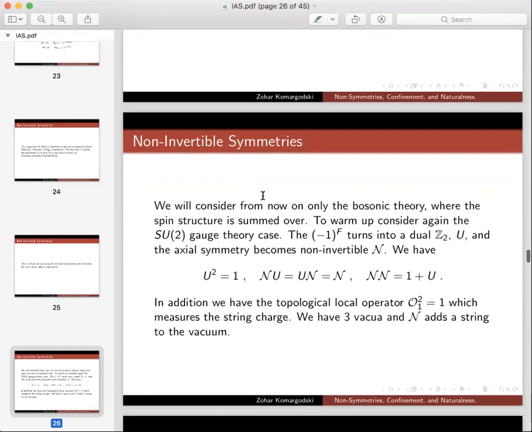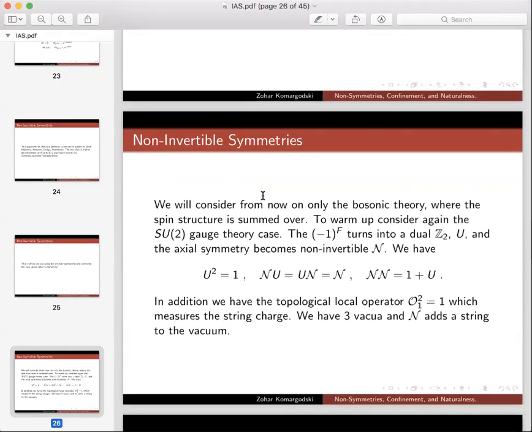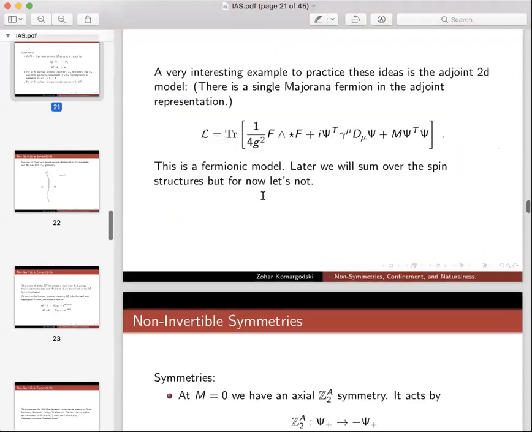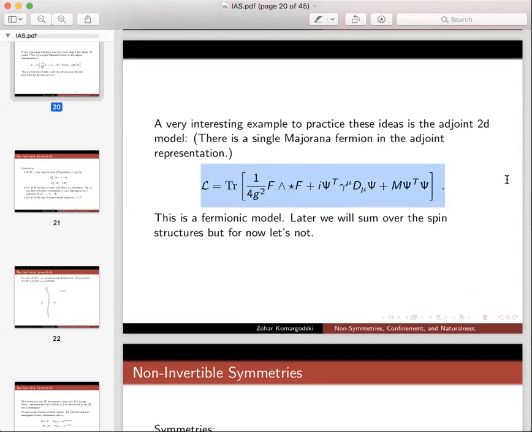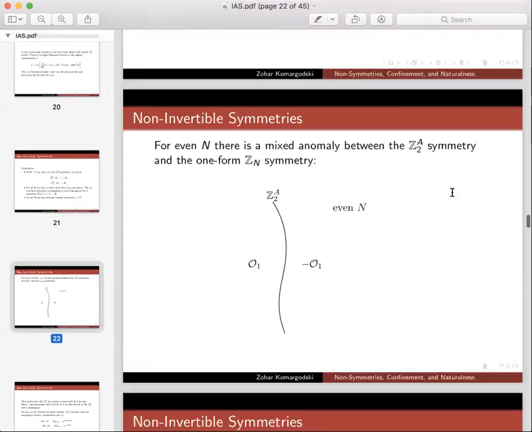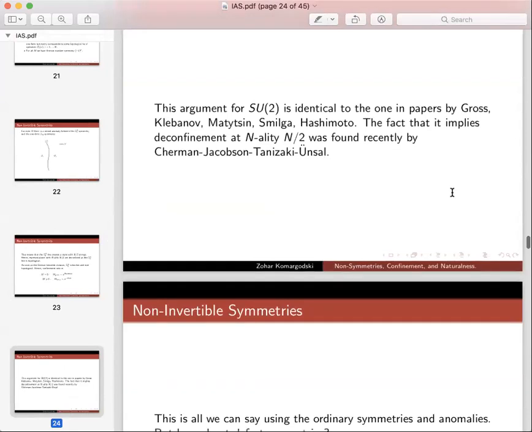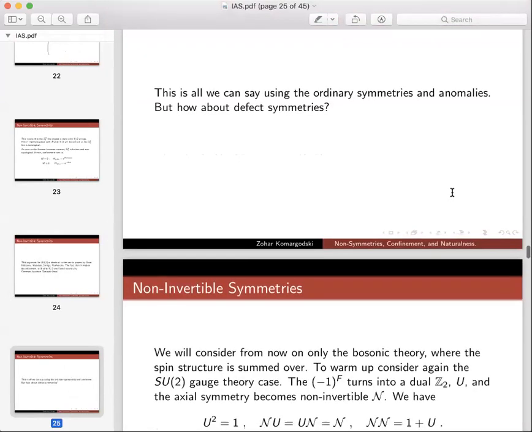So what I'm going to do is I'll show you that this system actually has a huge amount of non-obvious symmetries, which are non-invertible, actually exponentially many in N. And then I'll show you that this can be used to prove various things about this gauge theory and compute various things that were not computable before.